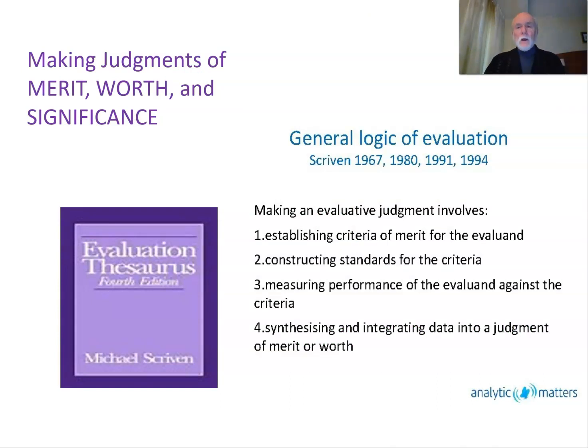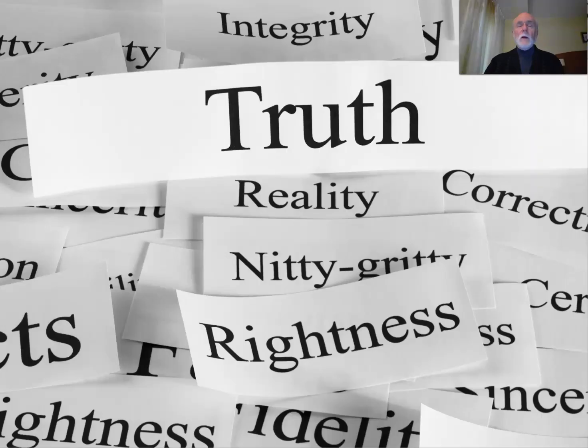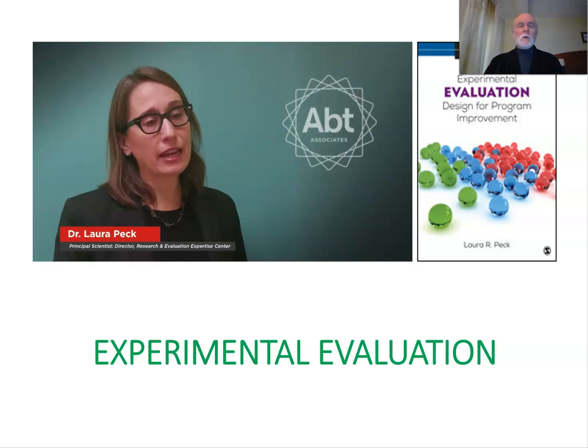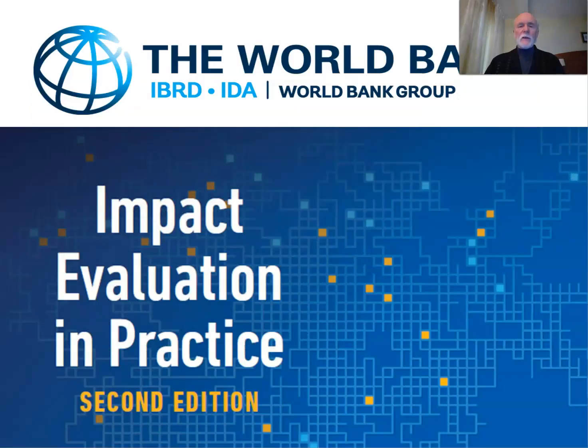In the logic of evaluation, formulated by Scriven, making an evaluation judgment involves establishing criteria, constructing standards for the criteria, measuring performance against those criteria, and synthesizing an overall judgment of merit, worth, and significance. For those who seek a definitive answer, they're looking for the best they can get through measurement. Experimental evaluations look to determine if the program activities can actually be attributed to the outcomes. To what extent is that the case?